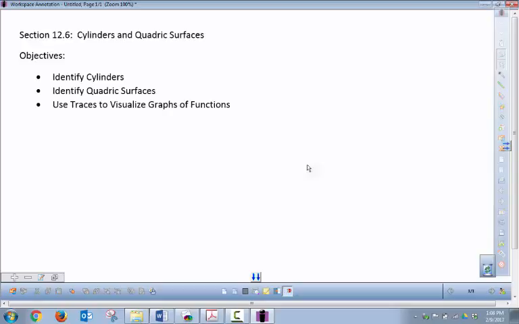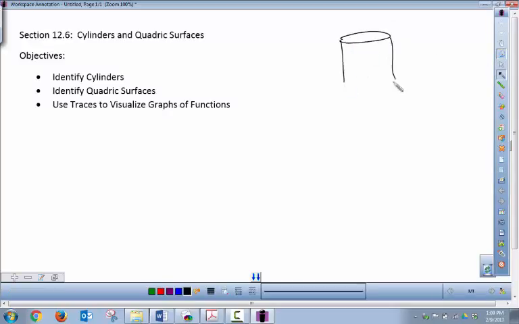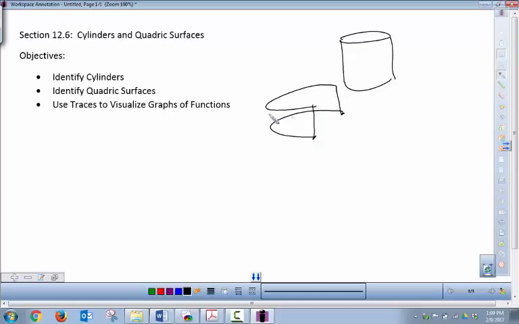We talked about cylinders already, and remember I asked you to expand your idea of a cylinder to not just be a circular cylinder, but also to be anything that can start off as some 2-dimensional object, like a parabola on the XY plane, and then get extended and swept along an axis.